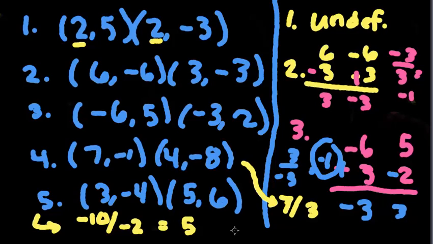So if you got all these right, you're doing pretty well on being able to calculate slope given 2 points. Tune into our next video to continue to practice. We will work on writing equations of a line given a slope and a point, and then eventually given 2 points.